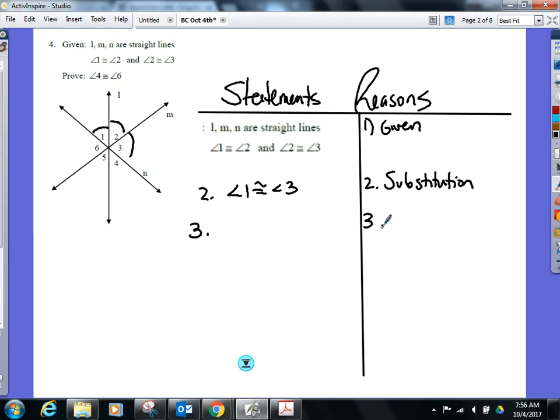Now let's go to the diagram. Give me a pair of vertical angles in that diagram that are congruent, that hopefully involve 1 and 3, 4 and 6. Maddie? 3 and 6. So angle 3 is congruent to angle 6. Vertical angles are congruent.